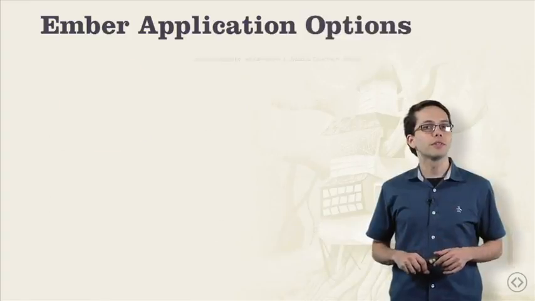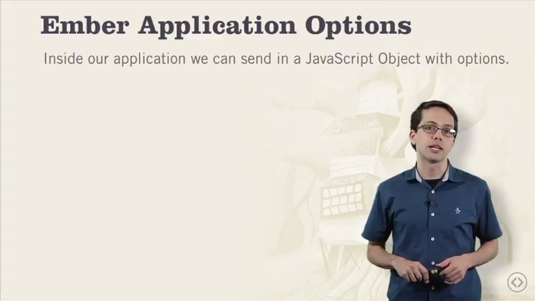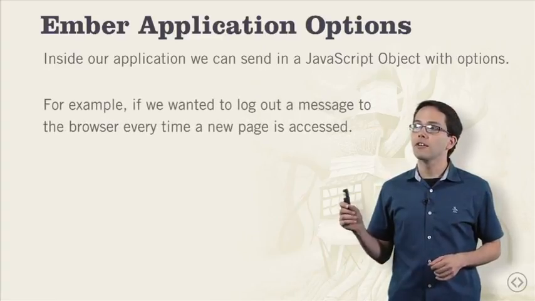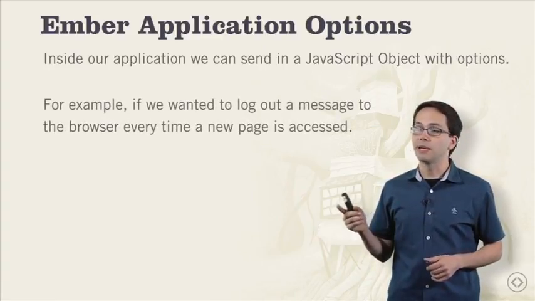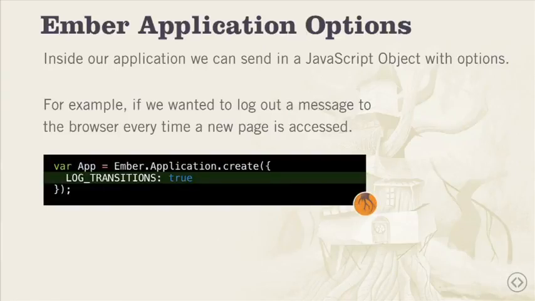The first thing we can do with this application is send in a series of options as a JavaScript object. For example, if we wanted to log out a message to the browser every time a page is accessed, we could set log transitions to true.